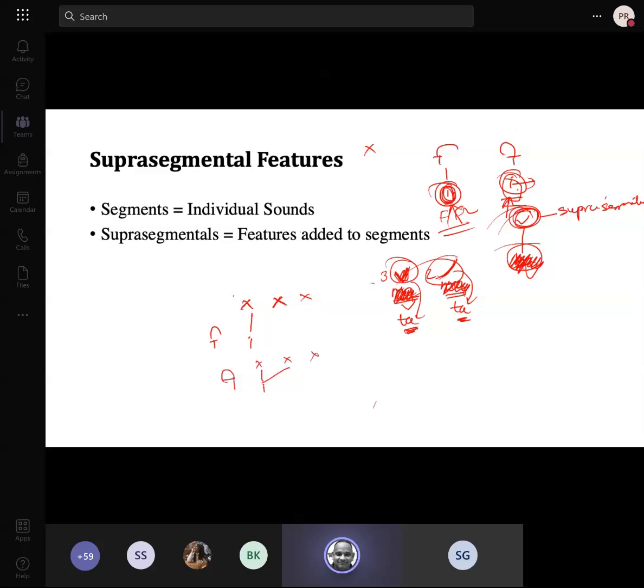However, we know that without this tier also, this can be produced. But the point is that this timing cannot be produced without any segments. That's why it is called the suprasegmental feature. In many cases, you might delink this feature from that segment also, but the suprasegmental feature still remains, and I'll give you one example of that. But before that, let me ask you if you have any other questions regarding this.